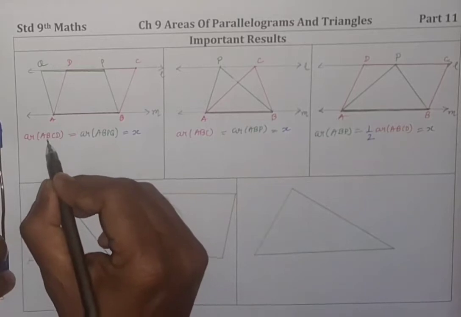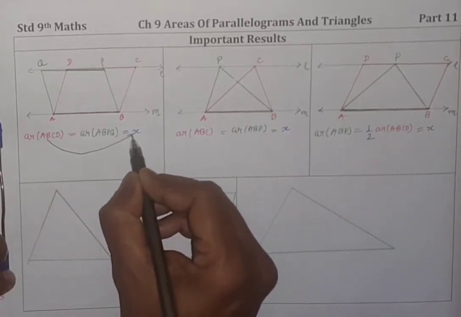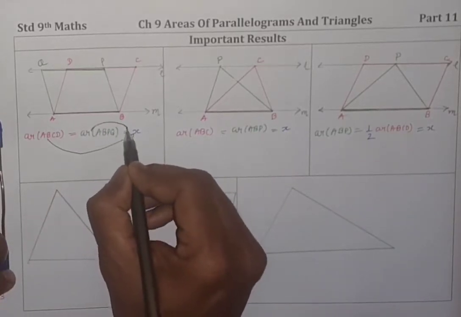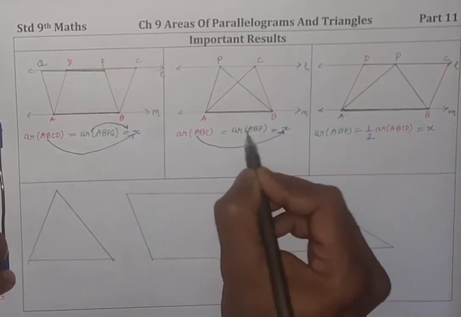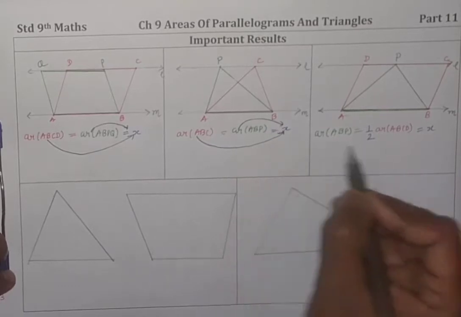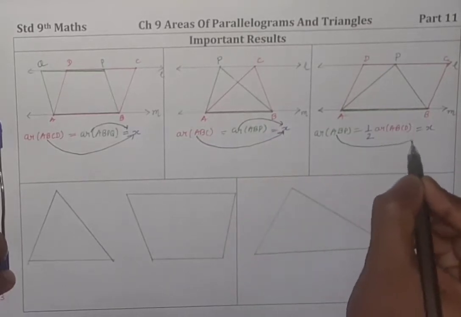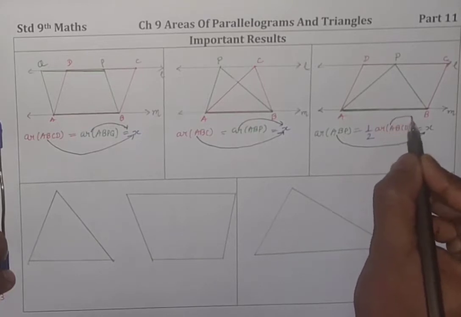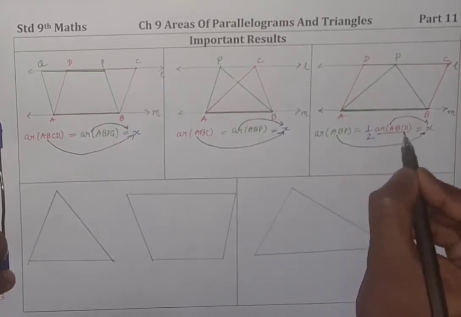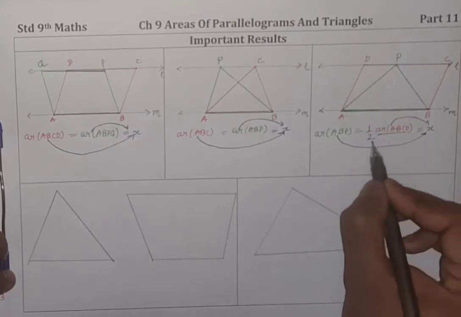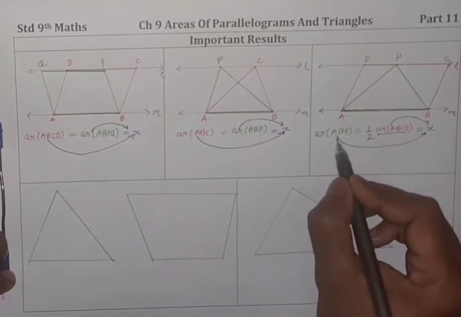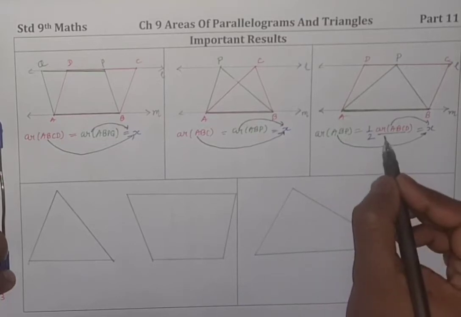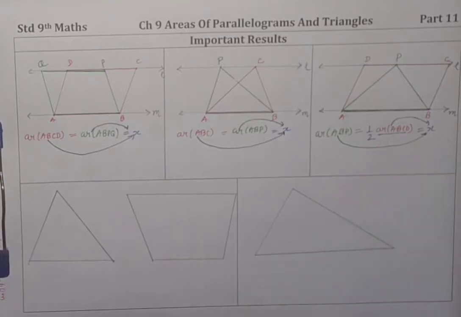So here, what is the area of parallelogram ABCD? X. What is the area of parallelogram ABPQ? X. What is the area of triangle ABC? X. What is the area of triangle ABP? X. And what is the area of parallelogram ABCD? This 2 will multiply with X. Take the half to the other side, so 2. So 2X. Area of triangle ABP is X, but area of parallelogram ABCD will be 2X. Be careful. Alright, children.